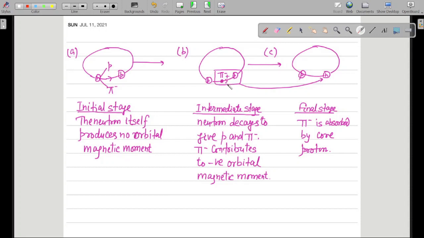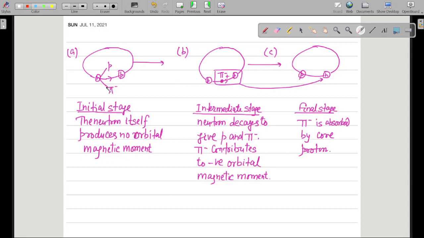Now this pi minus pion will again go like this, combine with another proton, and once again form the neutron.